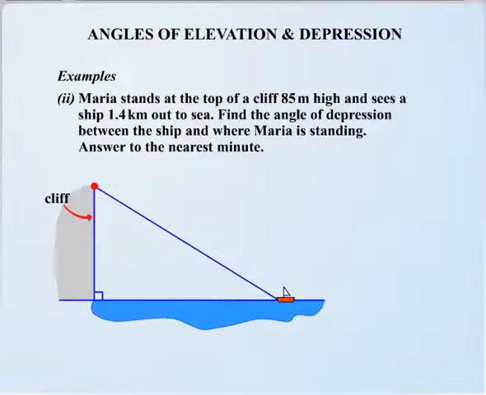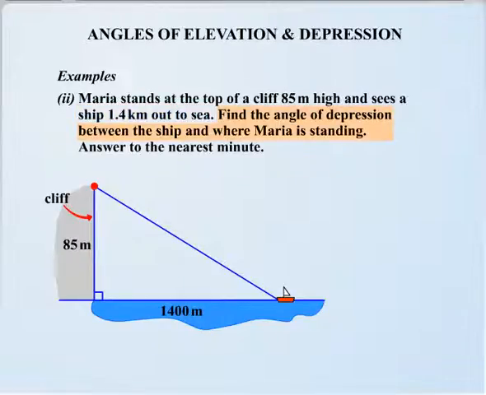Now we're given the cliff as 85 meters high. Let's mark that in. Now the ship is 1.4 kilometers out to sea. Now rather than write 1.4 kilometers, we'll write that as 1400 meters. Alright, given that we've already written the cliff as 85 meters. So let's deal with the same units.